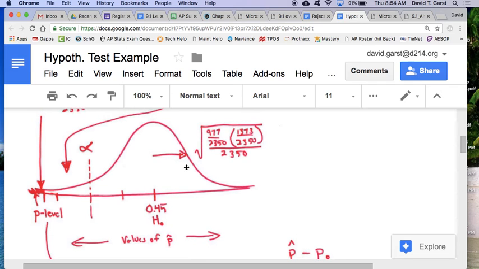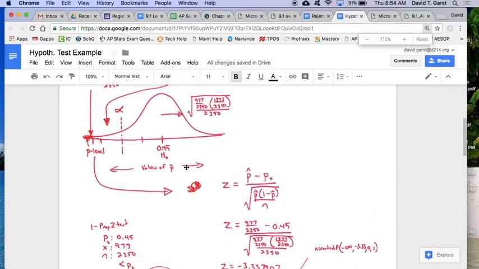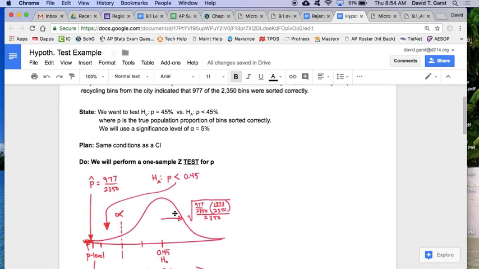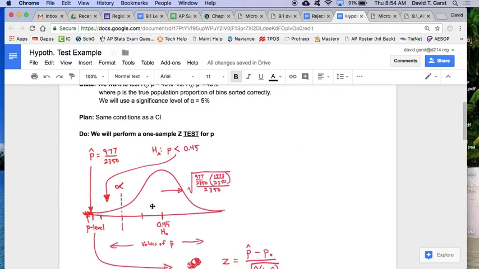So what do we do? This right here is the sampling distribution of p hat. This is if we were to go out in the city of Chicago and get a sample of 2,000 whatever bins, we would expect about 45% of them should be sorted correctly if what the mayor is saying is true. Notice that we are assuming that the null hypothesis is the right claim until we have evidence against it. It's just like the person that's innocent until proven guilty. All right, so 45% is in the center. Now, what is the standard deviation of the sampling distribution? We learned that in Chapter 7. It's this mess right here. Does everybody see that? Yeah?